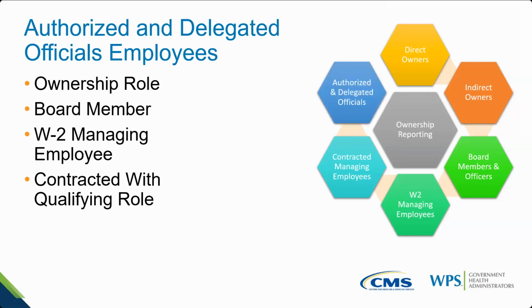The other item that does have to be reported, and I've mentioned it a couple of times, are the authorized and delegated officials. These are going to be someone in an ownership role, someone that is a board member, someone who is a W-2 employee or contracted employee with a qualifying role. So authorized officials are going to be somebody that is able to legally bind the entity that is enrolling in a legal contract. They can hold them accountable for following all rules and regulations of Medicare.